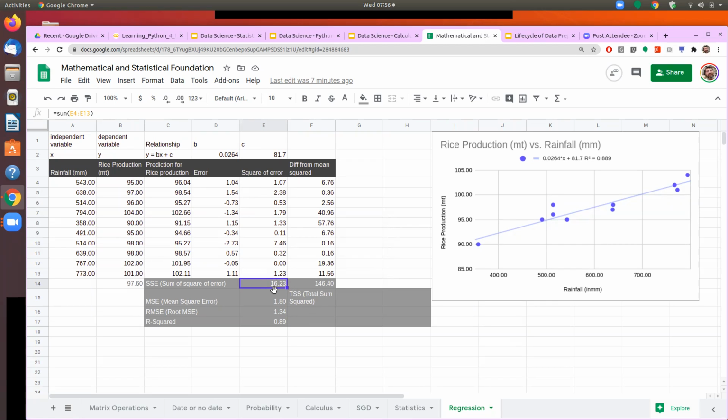So if you divide this 16.23 by 146, that shows how much of the error has not been explained, because that still remains as error. And 1 minus that value becomes the R square. It means that if we take 1 minus this value, it shows how much of the error has been explained by my equation or my regression equation.